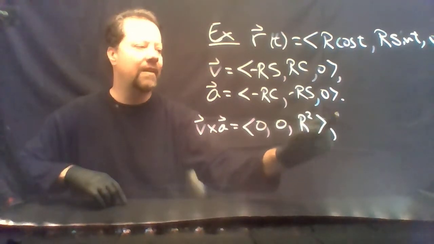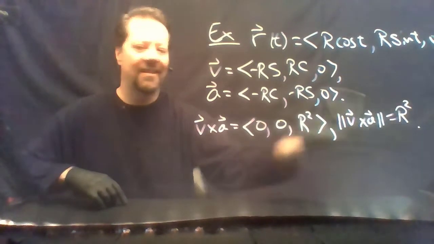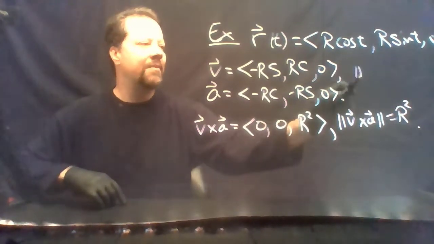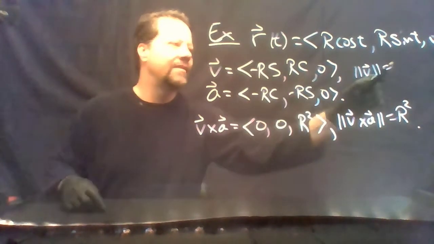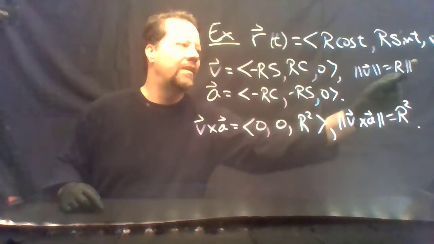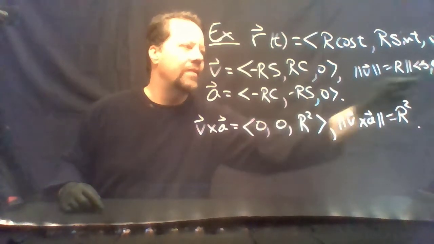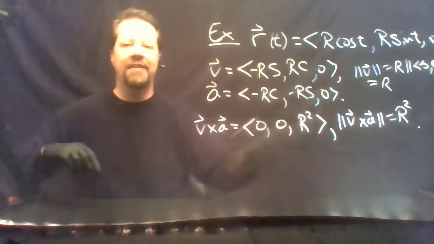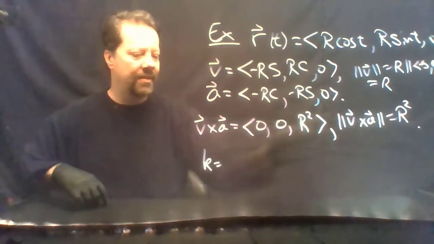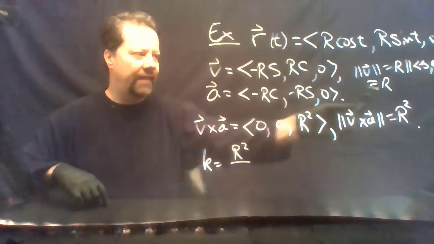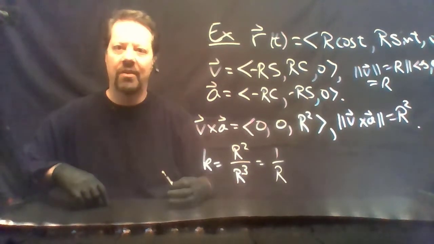That's just r squared. It follows then that the norm of v cross a is r squared. The norm of v, scalars pull out in absolute value. It's r times the norm of minus sine, cosine, 0, which has norm 1. So the norm of v is just the radius r. It follows then that the curvature is r squared divided by r cubed, which is 1 over the radius.